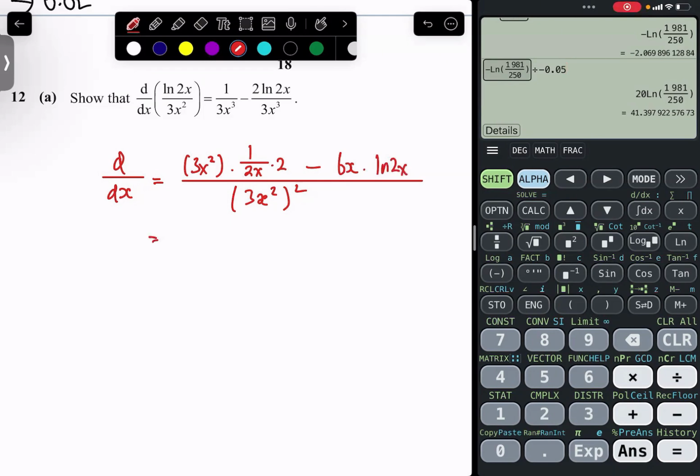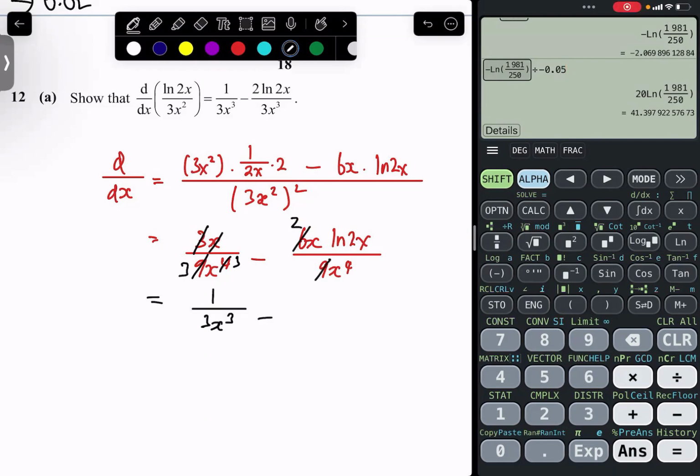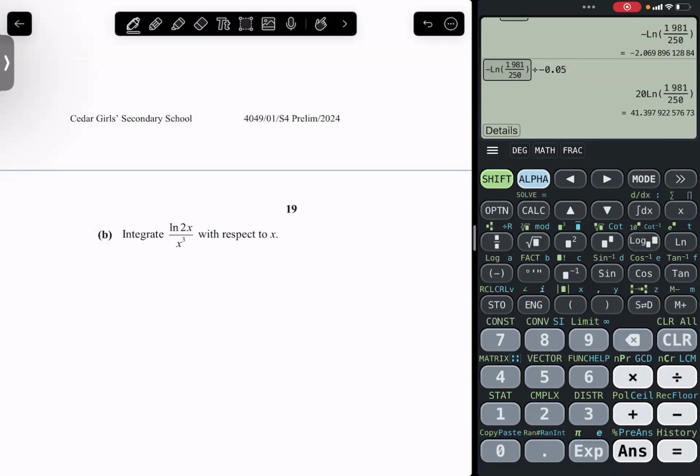So this equals 1 over x, 3x over 9x to the 4, minus, splitting them out, 6x ln 2x over 9x to the 4. Simplify 3 and 9, 3x and x cubed. So 1 over 3x cubed minus 6 and 9, 2 and 3, x and x to the 4, x cubed. So 2 ln 2x over 3x cubed. Okay, sure.